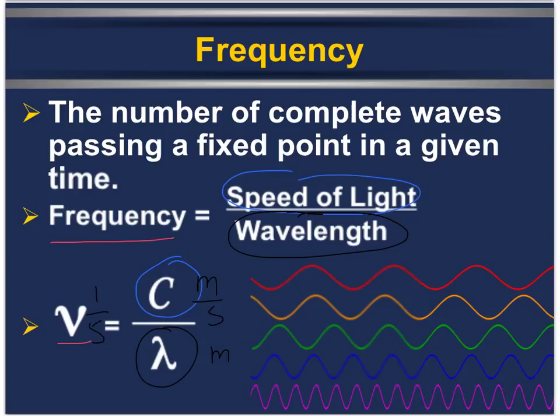You can see if I pass it through a single point, if we look here, we could count that this blue, for example, has 1, 2, 3, 4 peaks in the same time that this only has 2 peaks. So this blue has a higher frequency, but it has a smaller wavelength associated with it. We'll talk more about these relationships in class.